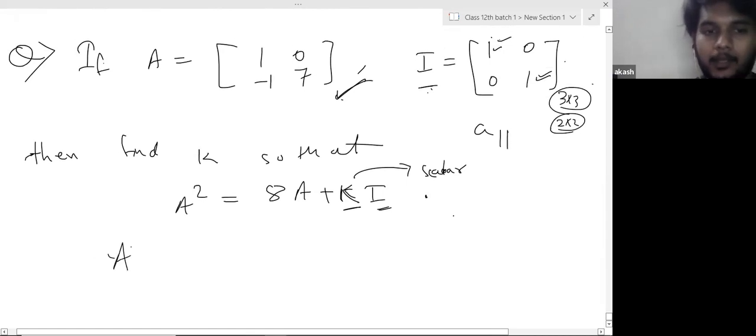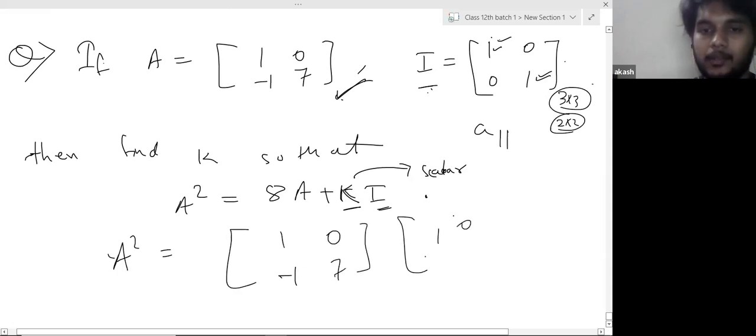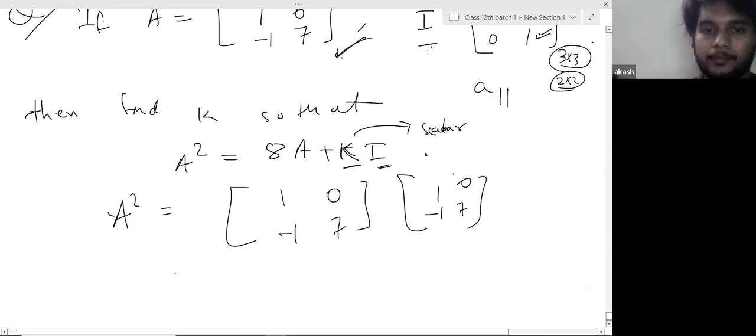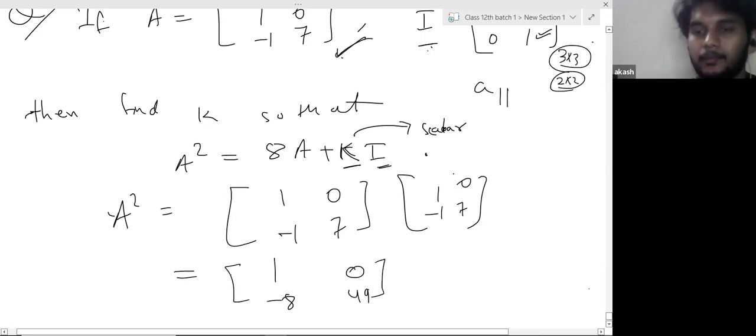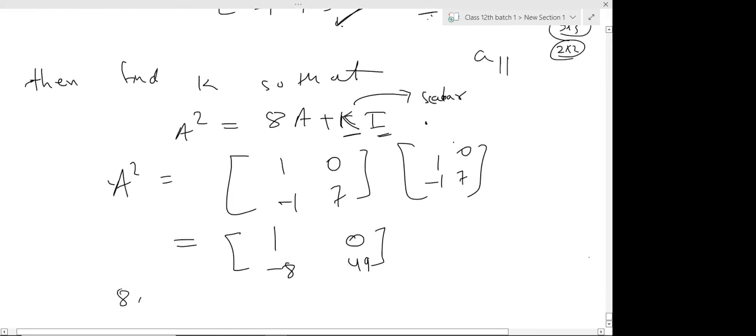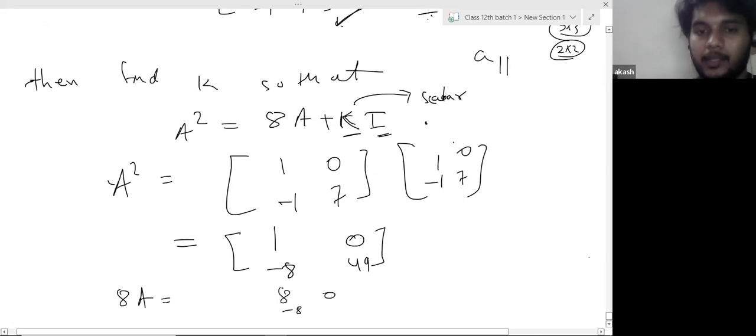All right, let's see. K square will be 1, 0, minus 1 and 7 times 1, 0, minus 1 and 7. This is 1, this is 0, minus 1, minus 7, minus 8, 0, and 49. Right? This is right. Yes, sir. 8A now. 8A will be 8, 0, minus 8, and 56. And KI will be K, 0, 0, K.